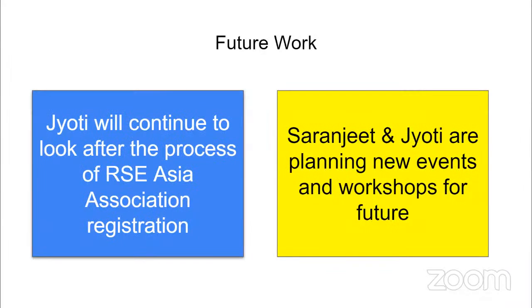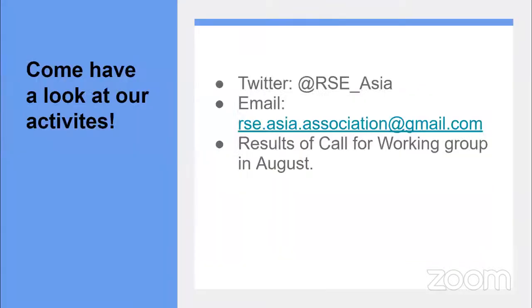So that was all about the work that we could achieve throughout the OLS 5 cohort. Do come to our website and have a look at our activities. We are very active on our Twitter page, which has the handle RSC_Asia. To contact us, you can also reach us via our Gmail. And the results for the call for working groups will be announced in August.